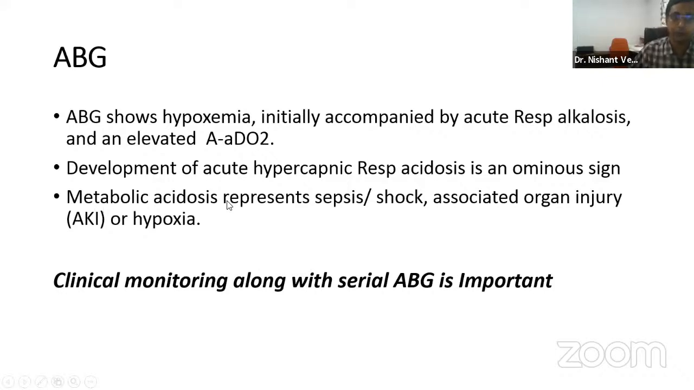If ABG is showing metabolic acidosis, it means that the child is developing sepsis, septic shock, or has developed AKI, or there is tissue injury because of hypoxia. So these are the abnormalities you can get. You can get hypoxemia, you can get metabolic acidosis, and you can get hypercapnic respiratory acidosis, which is an ominous sign. So clinical monitoring along with serial ABG is important for managing children with ARDS.